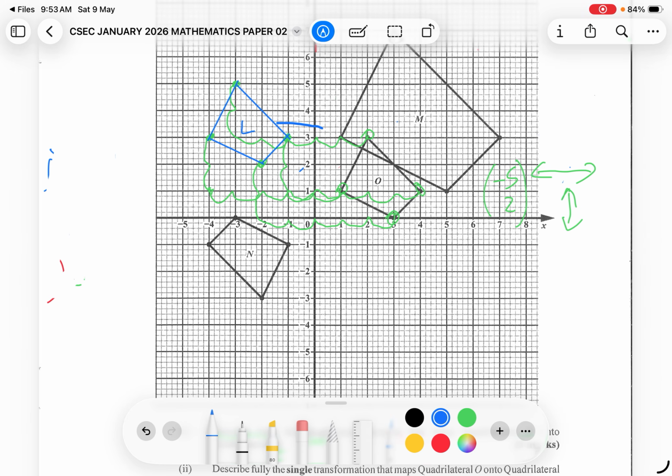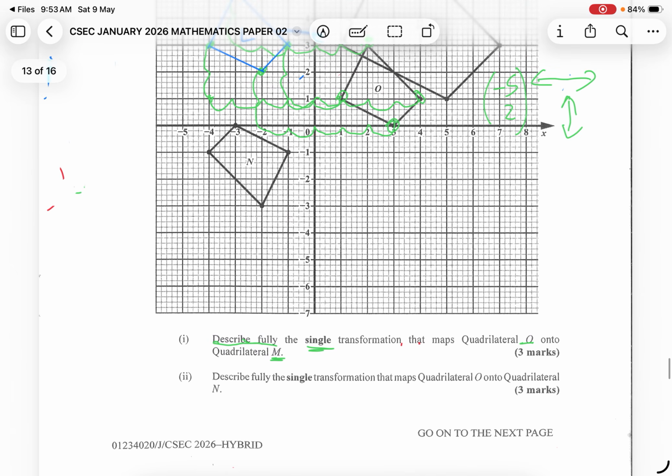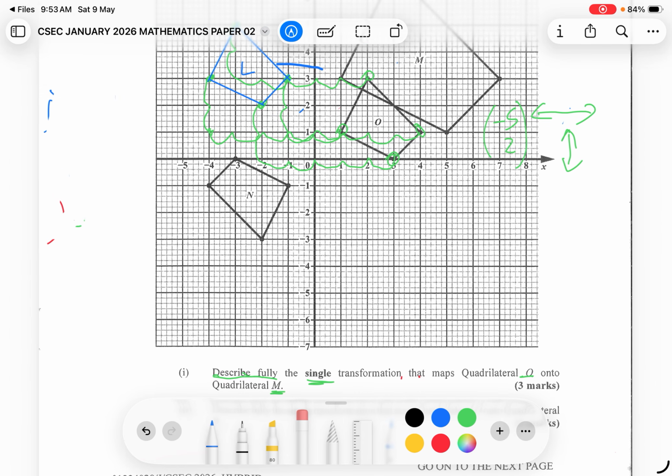All right. We continue. Next, they've asked us for a reflection in the line y equals -1, label the image P. All right. What are we reflecting? We're reflecting O, the object. So this is my pre-image right here, O, and that's what I'm changing, right? So let's go. They say I should do a reflection in the line y equals -1.